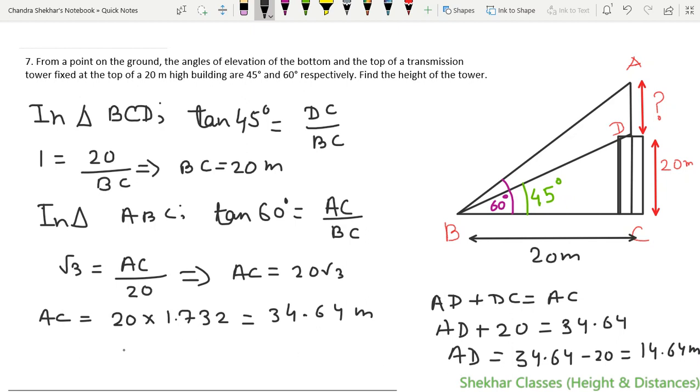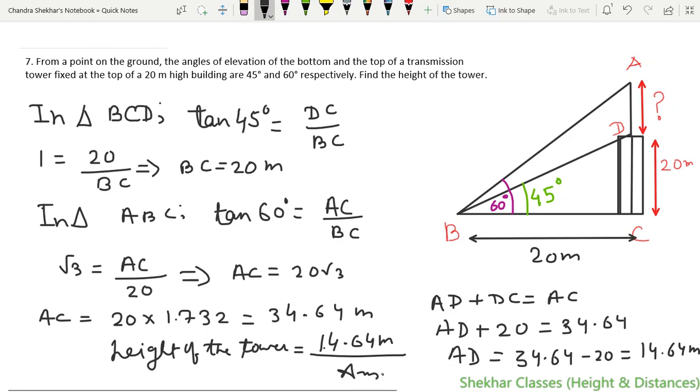So finally we got here the length. We can write the height of the tower is equal to 14.64 meter, and that is your answer. All right.